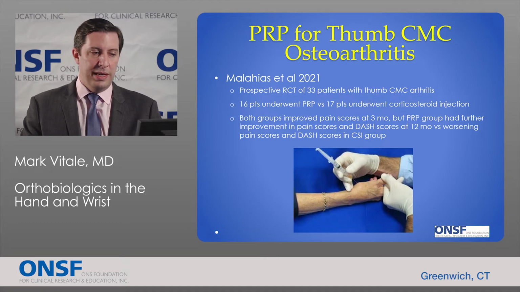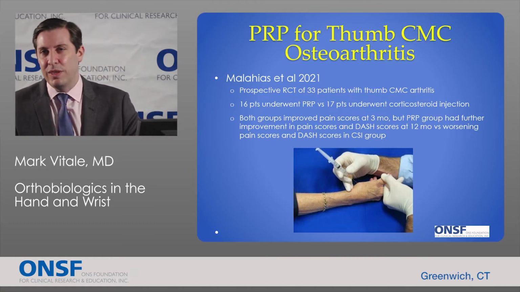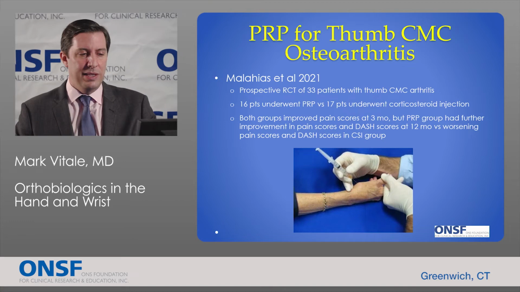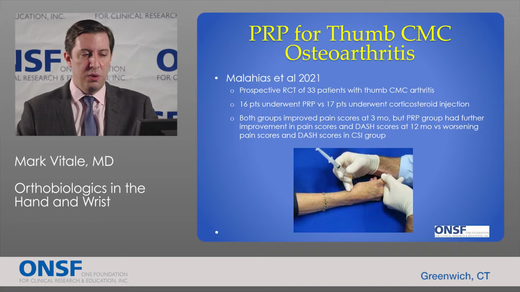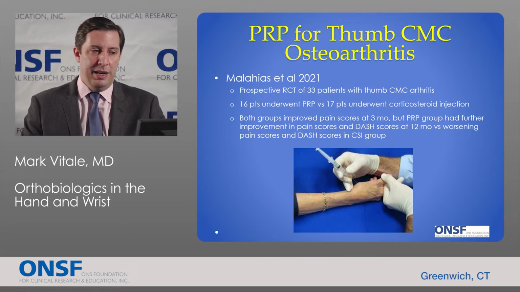So one study recently in 2021 by Malhais and colleagues was a prospective randomized trial that had 33 patients with thumb CMC arthritis. So 16 of these patients underwent a PRP injection and 17 had a standard corticosteroid injection. Both groups improved at 3 months, but the PRP group had further improvement down the line and further improved outcomes in DASH scores compared to the corticosteroid group, which had worsening scores at 12 months. So here's some evidence that PRP is a reasonable option. However, this is a study with a small number of patients, and it has not been replicated.